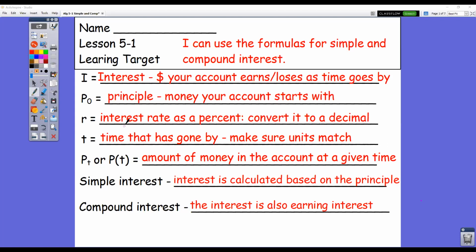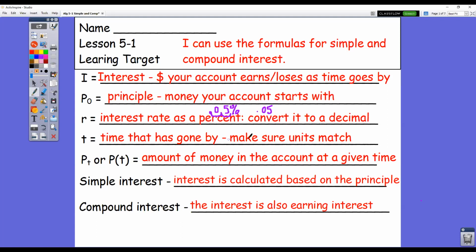The R is your interest rate as a percent. You're going to want to convert that percent into a decimal. So if it was a percent of, let's say, 5%, all right, we never want to use the 5. We want to make that into a decimal. You make any percent into a decimal by moving the decimal point 2 places to the left. So 5% really becomes the decimal 0.05. You would put a placeholder of a 0 right here.